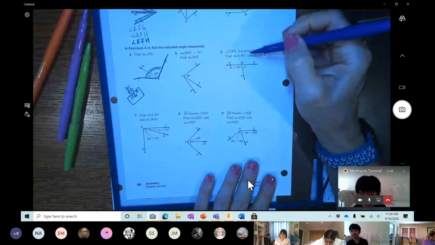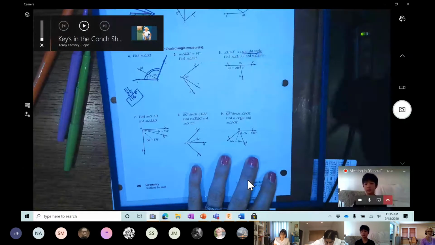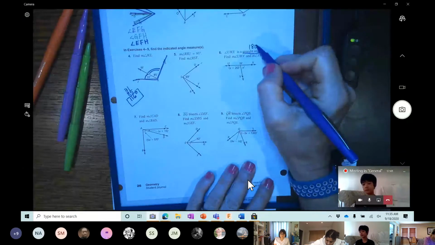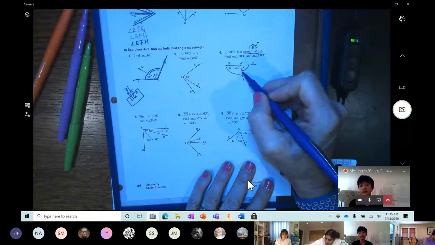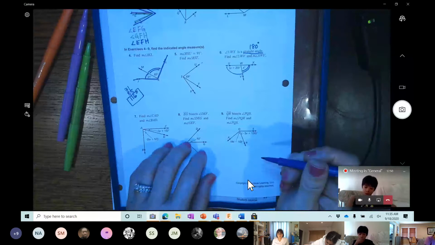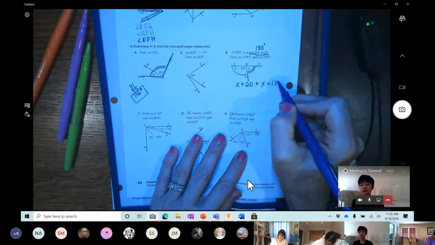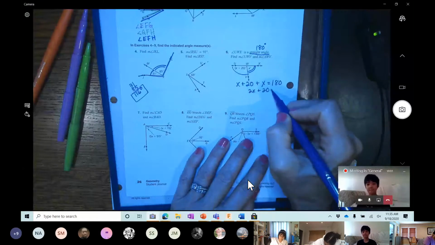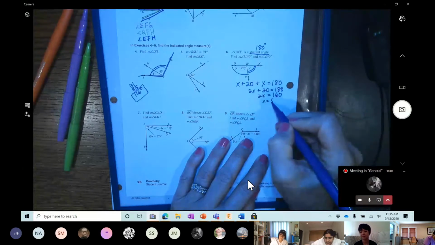Third concept, when it says that UWX is a straight angle, that means it's 180 degrees total. So that means that this one here plus this one here is equal to 180. So this is where you would write an equation. You would do x plus 20 plus x equals 180. So you would solve it with your algebra. You get x equals 80.